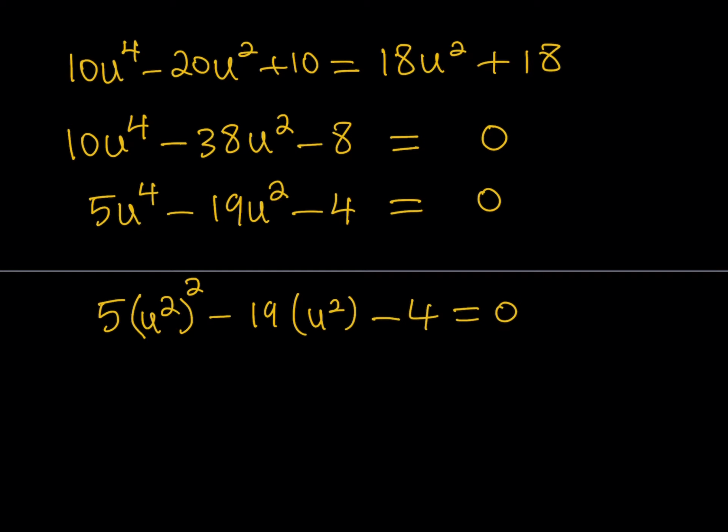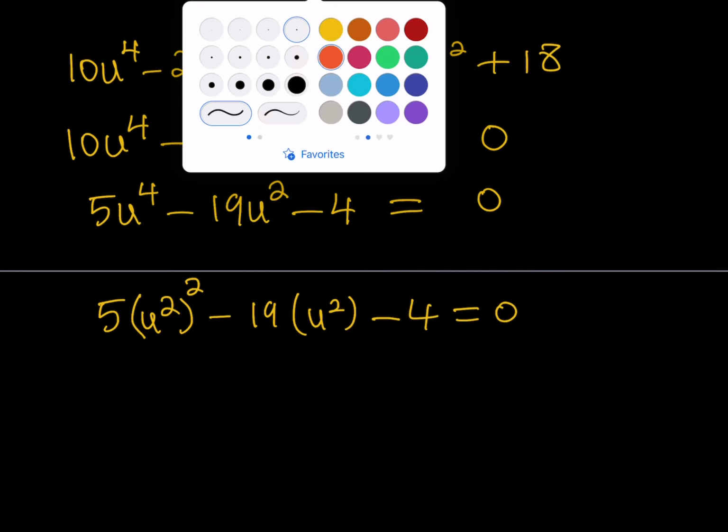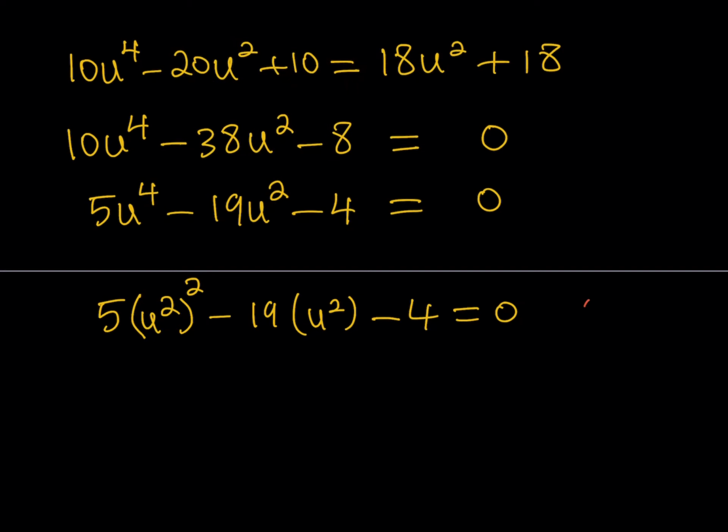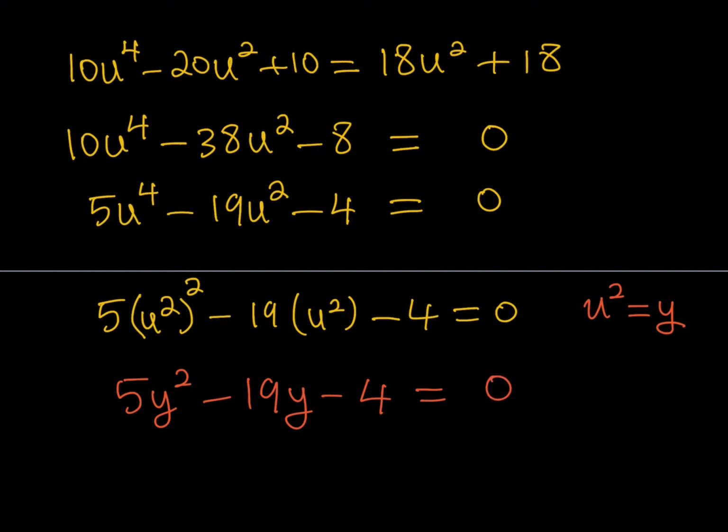Now, I can go ahead and replace u² with something. This is a good time. So let's say u² is equal to y. Remember, I didn't use x because x means something else in this equation, and we're going to go back and do it later. But for right now, let's just call u² y. So this gives us 5y² − 19y − 4 = 0, which is a quadratic equation. That's the reason why we like the symmetry, because it gives us a nicer equation, a very much reduced quartic, which is very easy to solve because you can turn it into a quadratic.